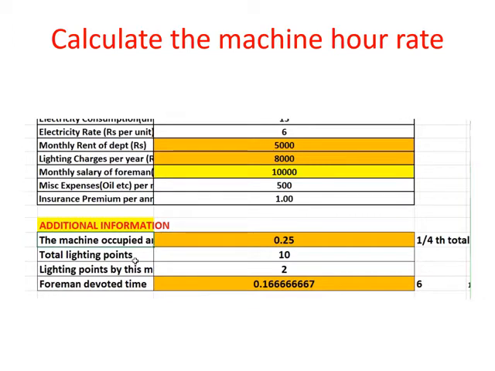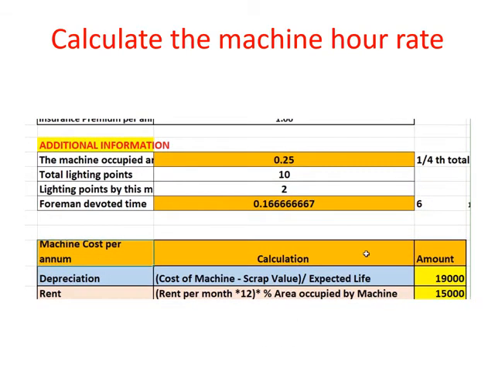Then next is the total number of lighting points. The total number in the department is 10, and the lighting points occupied by this particular machine is 2. And the foreman has devoted 1/6 of his total time. So you can put 1/6 and give this value, or you can put 1/6 as such. So now we'll see how to calculate the machine hour rate.